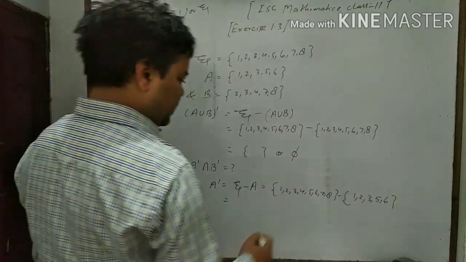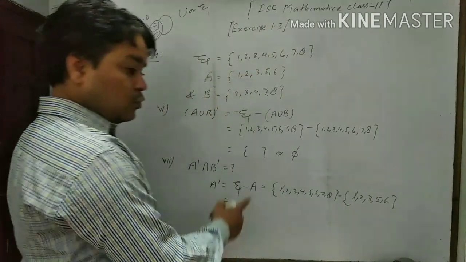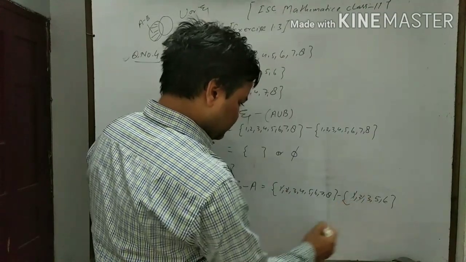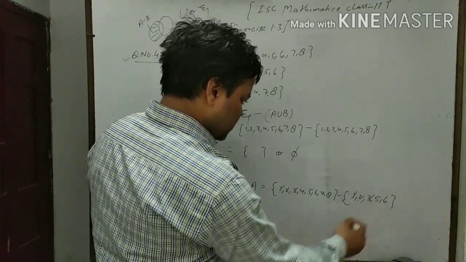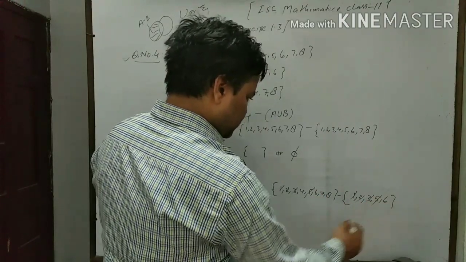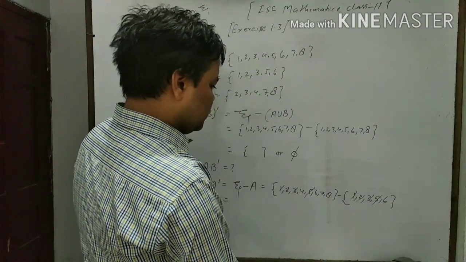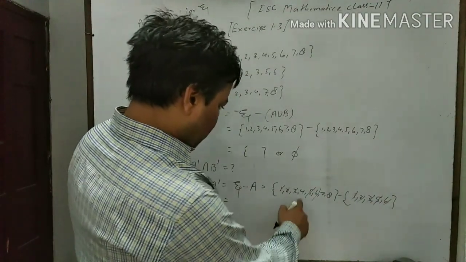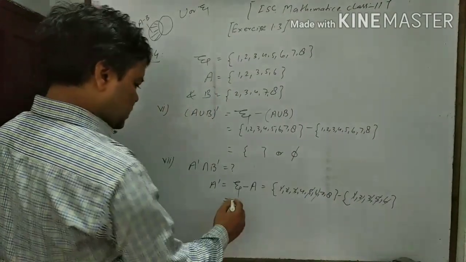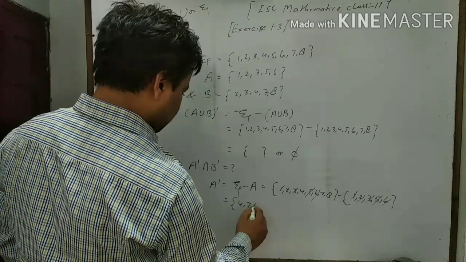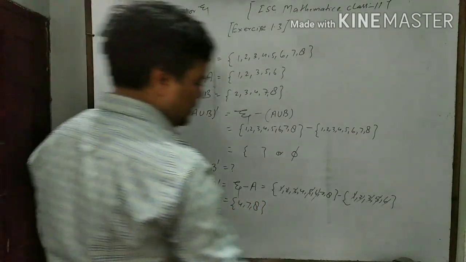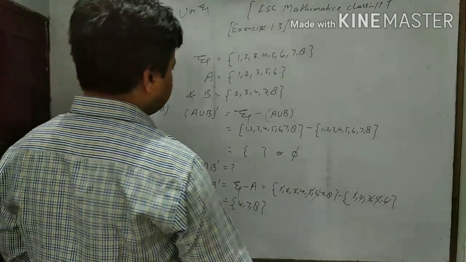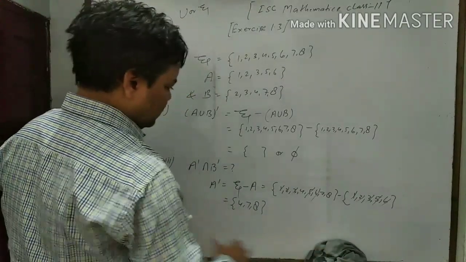Then its value will be what? Don't cut here, I am trying to make you understand. We cannot take 2, we cannot take 3, we cannot take 5, and 6 is here also. So what is the answer? 4, 7, 8. It means the complement of set A is 4, 7, 8, and now we should find the complement of set B.